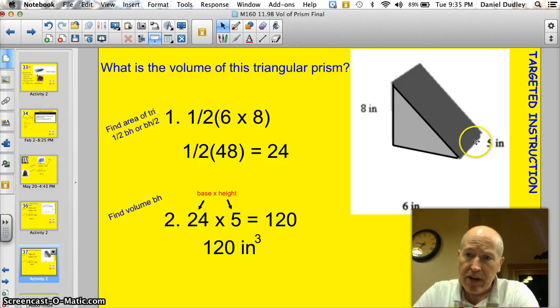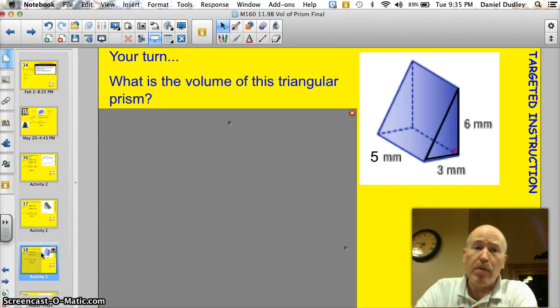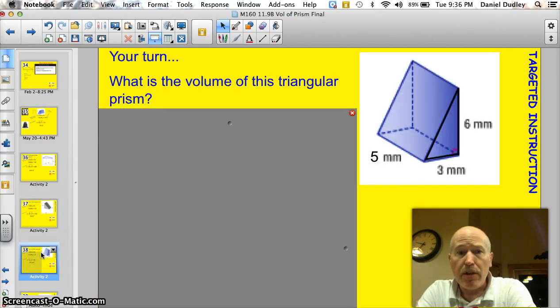So 24 times 5. It's 5 layers or 5 stacks or 5 inches. So 24 times 5 is 120. And of course that's inches cubed because I have the 3 measurements: 1, 2, and 3. Okay? All right, it's ready for you to try a problem. Go ahead and pause the video and see if you can find what the volume of this triangular prism is. Go ahead.